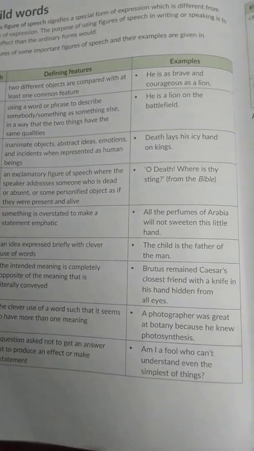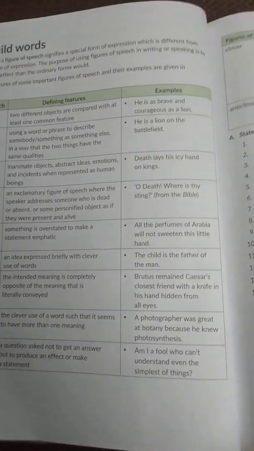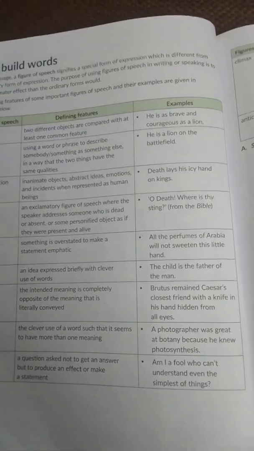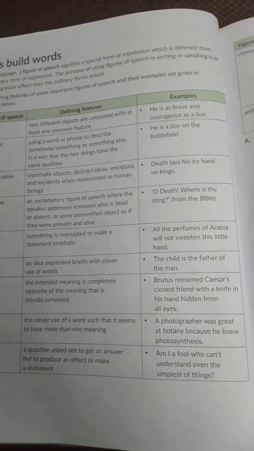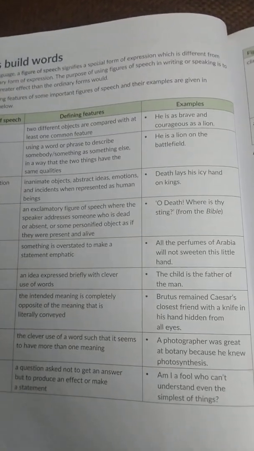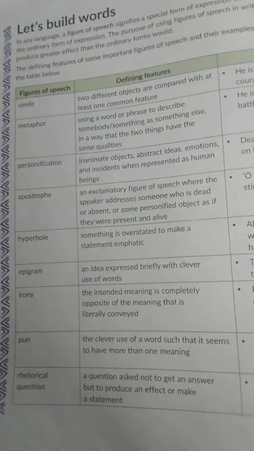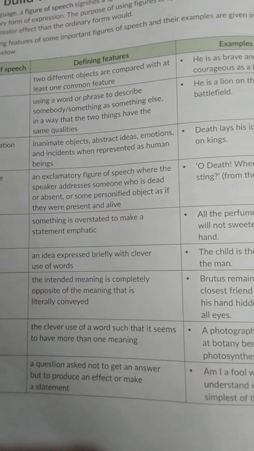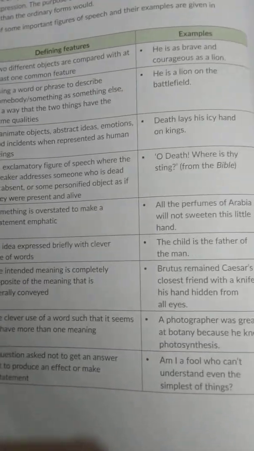The child is the father of the man. We know that a child cannot be the father of a man, but when a child is very intelligent, speaking very special or very intelligent things, beyond his age, then we say the child is the father of man. Irony. The intended meaning is completely opposite to the meaning that is literally conveyed.